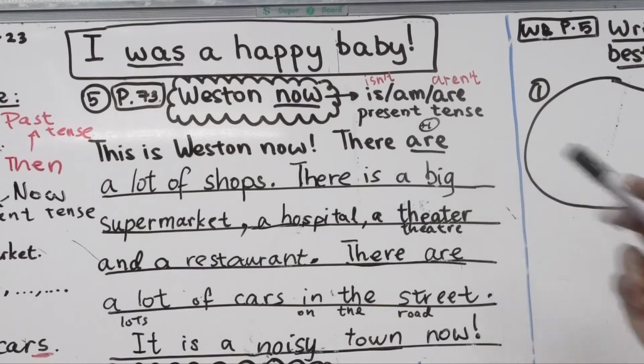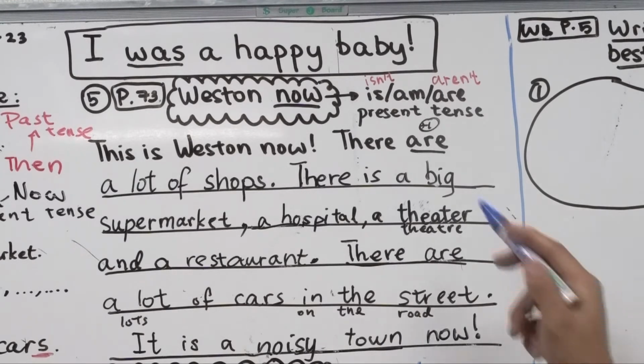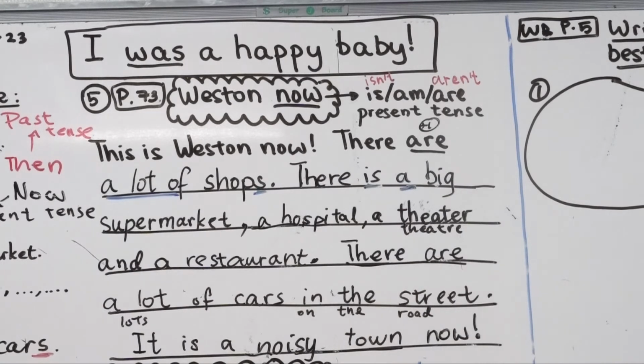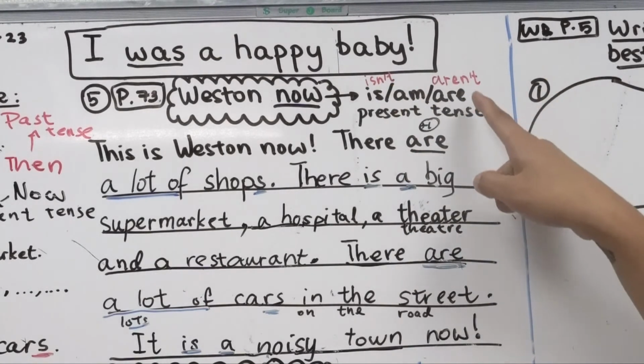So this is for Weston now. This is Weston now. There are a lot of shops. There is a big supermarket, a hospital, a theater, and a restaurant. There are lots or a lot of cars in the street or on the road. It is a noisy town now. Now pay attention to what I use. We have are for a lot of shops. We have is for only one, a big. And then lots, a lot of or lots of cars, we will use are. And then it is, so is only one, noisy town. So remember which one to use in the present tense. Is for only one, are for more than one. And then isn't for the negative and aren't for negative.